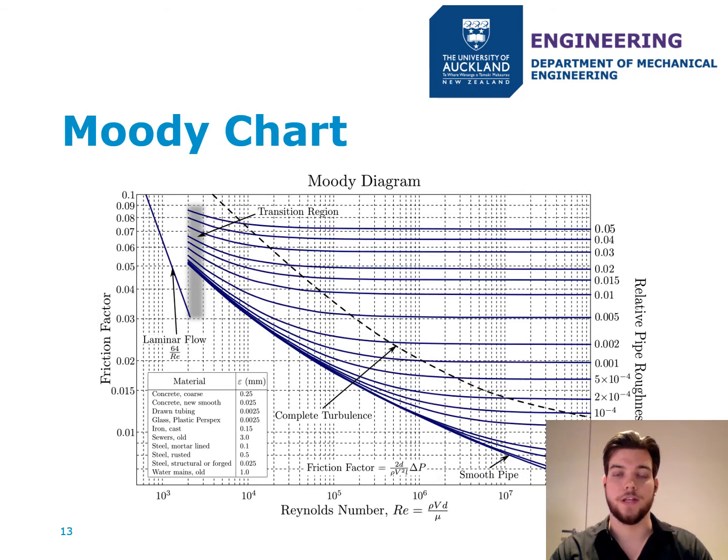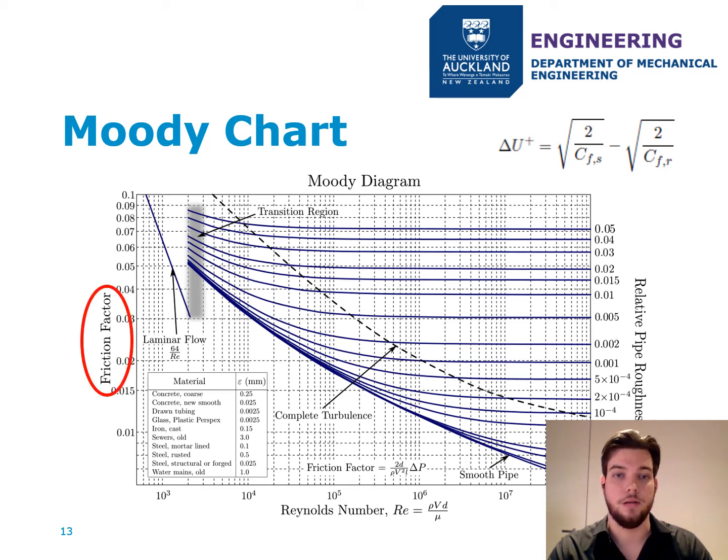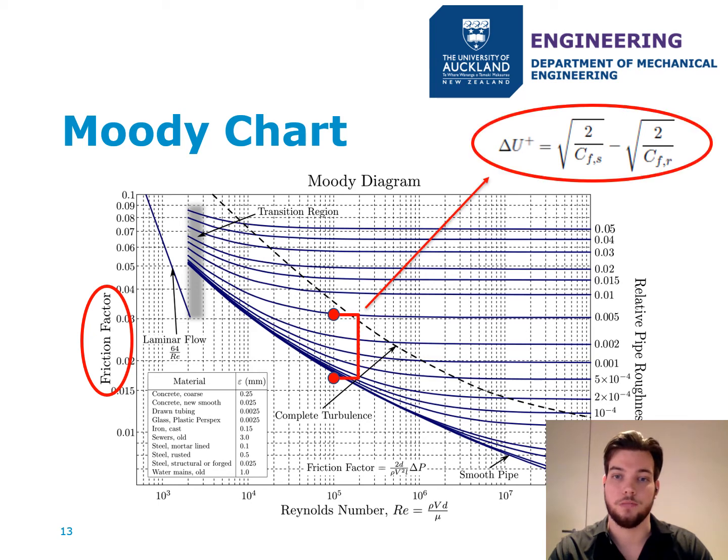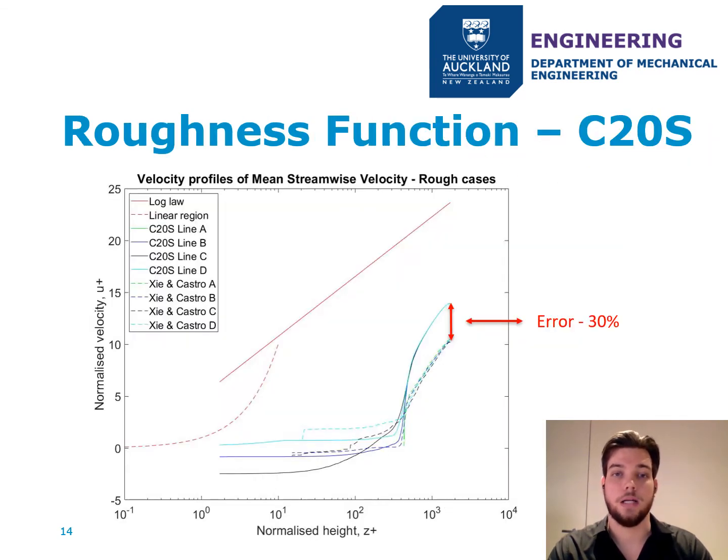To better understand the effects of drag caused by the roughness, it is of interest to define the roughness function, delta U+. The roughness function is the difference in skin friction coefficients between the smooth and rough wall flows. Looking at a Moody chart, you could compare this to the friction factor. A higher friction factor results in a higher skin friction coefficient and hence a higher roughness function. We can take 2 points on a Moody chart with the same Reynolds number and directly correlate the difference between these points to the roughness function. Since our data is directly comparing the normalized velocity, U+, we can do the same with our results.